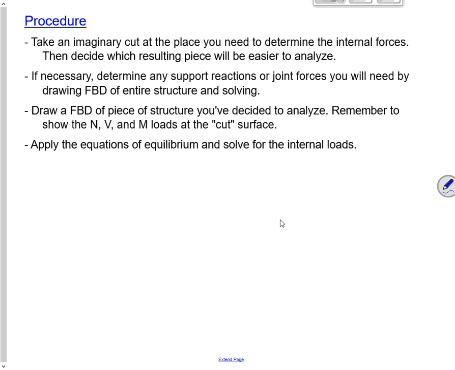So the basic idea is take an imaginary cut where you need to determine the internal forces, decide which side you're going to analyze, the left side or the right side. Figure out any support reactions you're going to need, etc. Draw the free body diagram, show the N, V, and M loads at the cut, and apply equations of equilibrium.